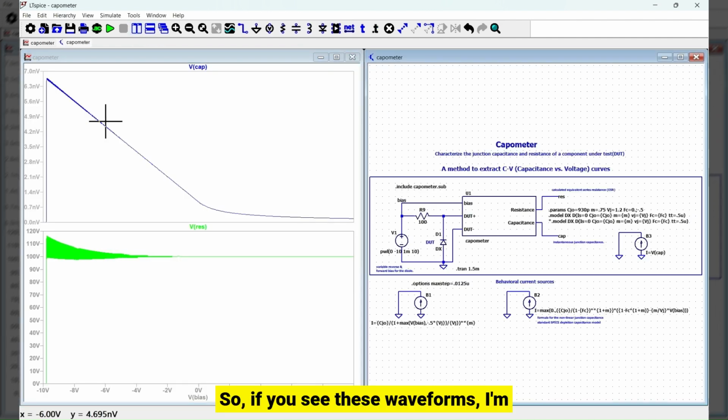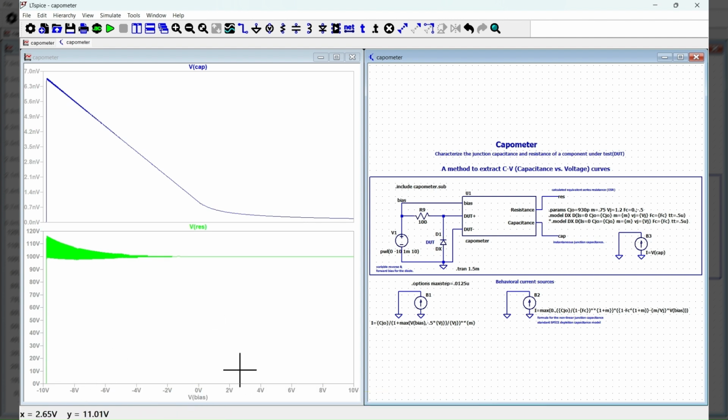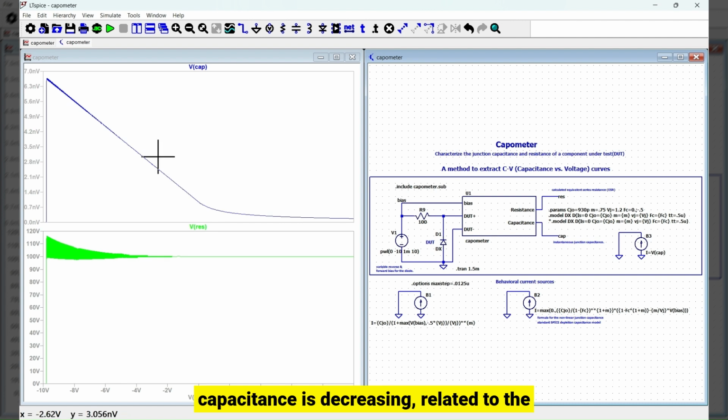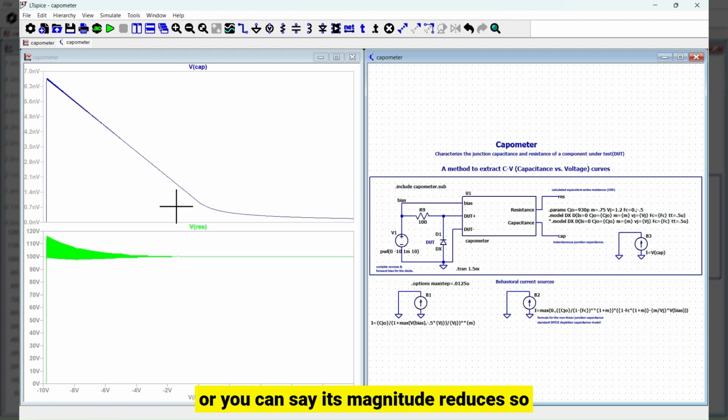So if you see these waveforms, I'm plotting V cap across the bias. We have provided a biasing voltage which varies from minus 10 to 10 volts, and we have V cap, which is used to measure the capacitance across this diode. In this region the diode is reverse biased, and as the diode approaches forward bias, the biasing potential reaches positive voltage. You can see that the capacitance is decreasing. It is related to the physics of the diode, where the depletion region narrows as the reverse bias voltage magnitude reduces. So this is following the semiconductor physics.